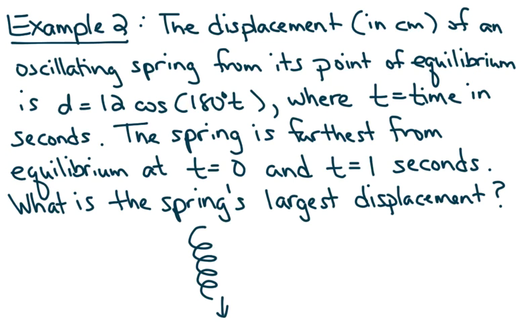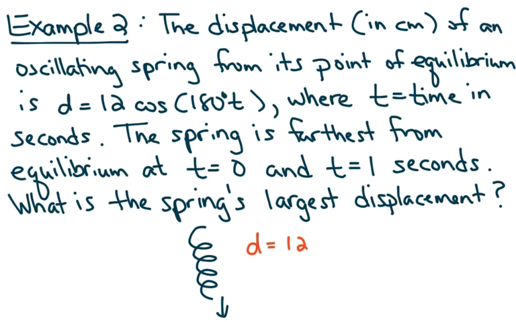Equilibrium means where the spring is when it's not oscillating. So if the spring stops oscillating, whatever position it's in is its equilibrium point. So let's say we pull on that spring and make it oscillate. I'm telling you that the spring will be its furthest away from its equilibrium distance at t equals 0 and t equals 1. So we're going to do two problems basically.